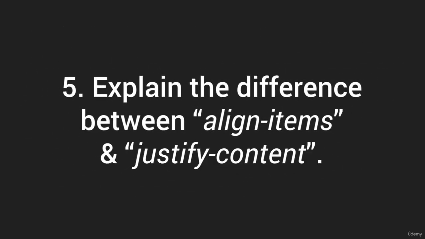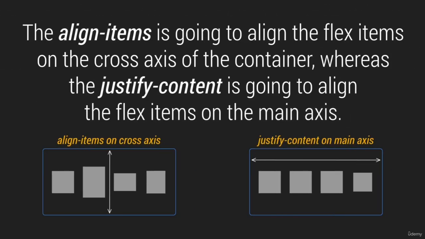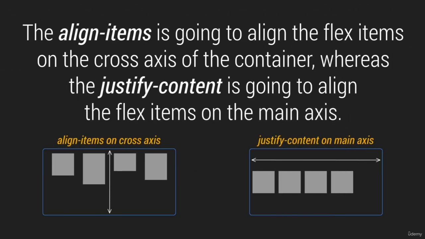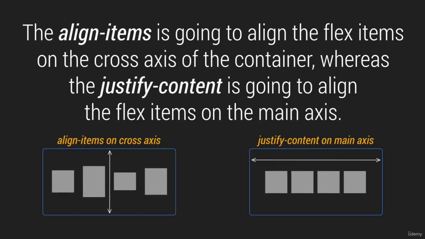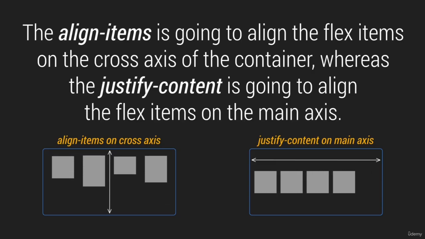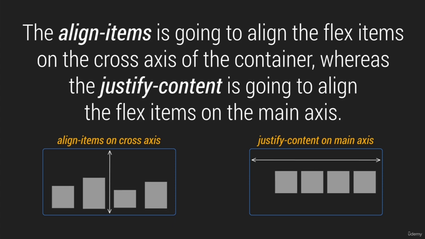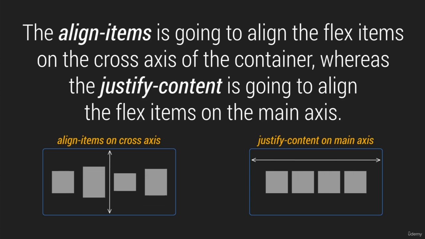Explain the difference between align items and justify content. The align items property is going to align the flex items on the cross axis of the container, whereas the justify content is going to align the flex items on the main axis of the container. So this is the main difference between these two properties.